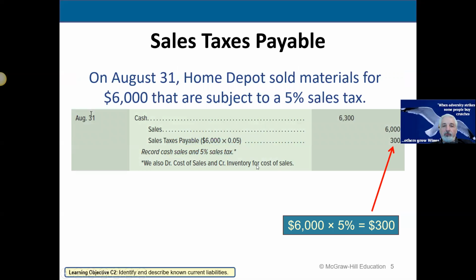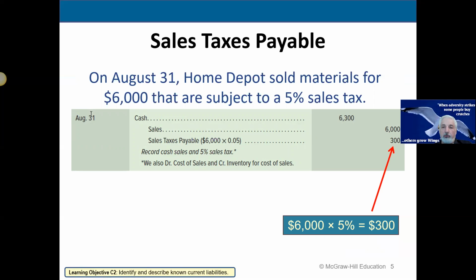So sales tax payable. So if we sold $6,000 in sales, and let's say we have a 5% tax rate, I know it's higher here, but that's $300 in taxes. So we collect $6,300. On the income statement, we only show $6,000. We're not going to show the $300 as revenue because that $300 is a liability, a sales tax payable obligation that we need to pay. So that's the way it breaks down in a journal entry.